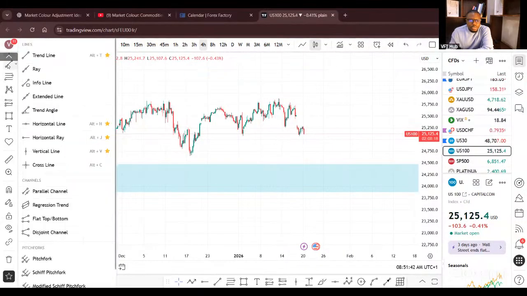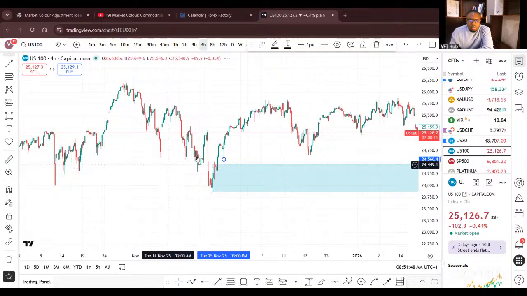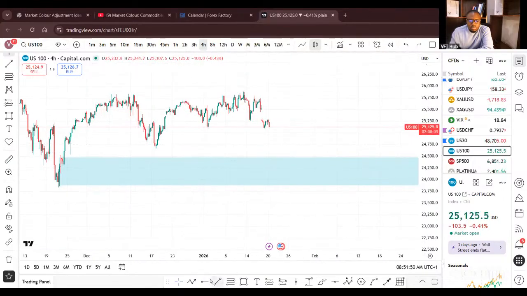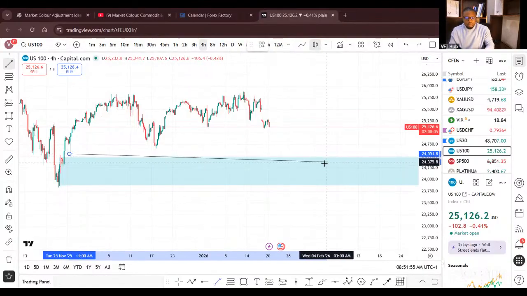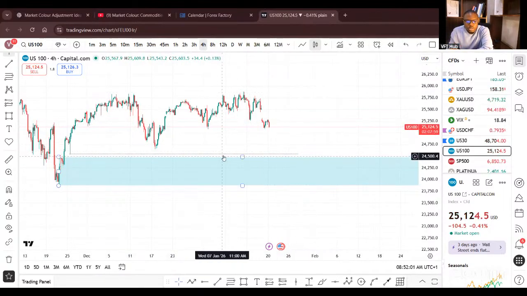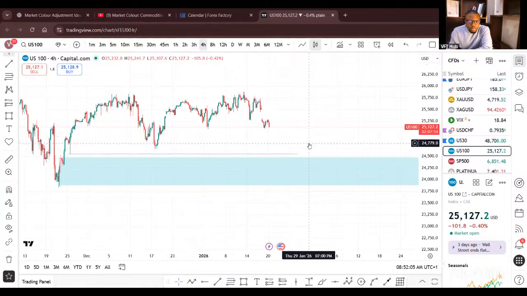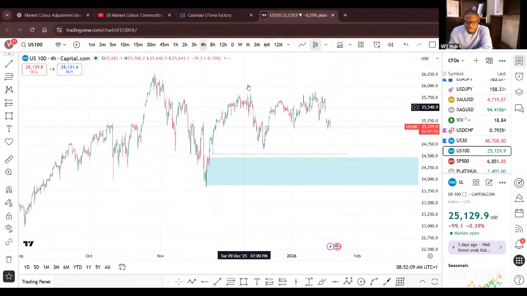What do I mean by inducement? I mean this, yeah. It serves as an inducement for us to now see price move or continue in its original direction. I hope this makes sense for us.